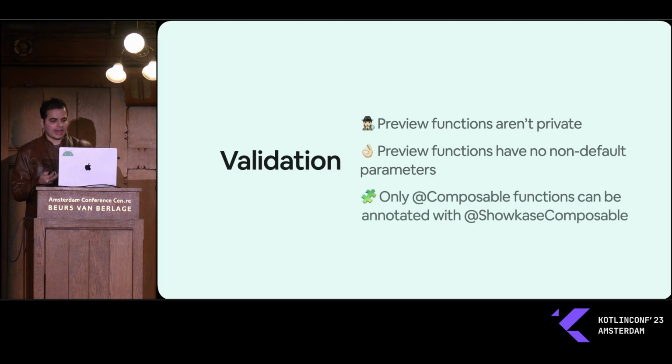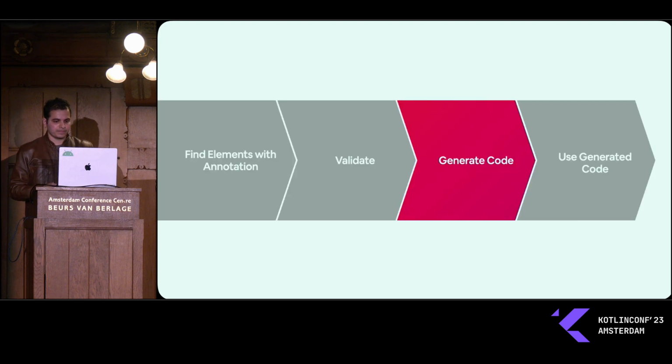And the third validation that we would probably want to add is that you can use add showcase composable only for add composable functions. This is, again, very straightforward, so I'm not diving too deep into this. We have all the metadata available as part of KSP, so anyone should be able to figure out how to add those validations. It's just a bunch of if-elses in reality.